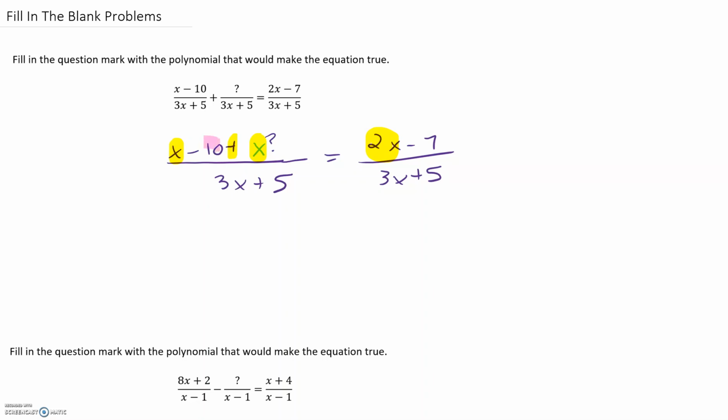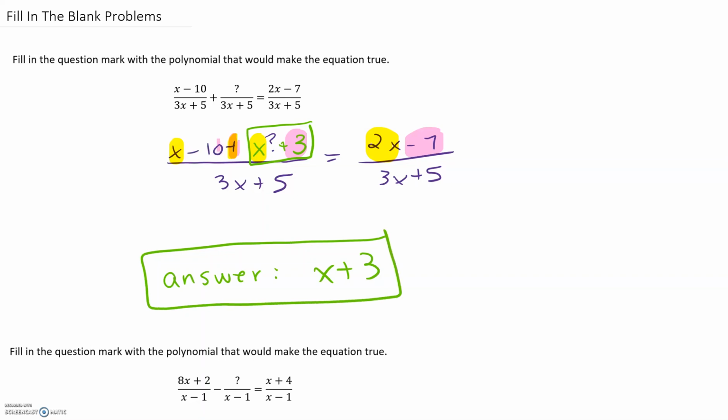Okay, then I have negative 10 plus something has to give me negative 7. So what do I have to add to negative 10 to get negative 7? Oh, well, I would add 3, right? So this is our question mark. So our answer is x plus 3.